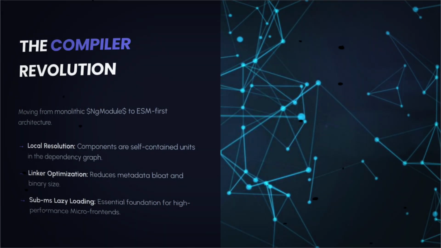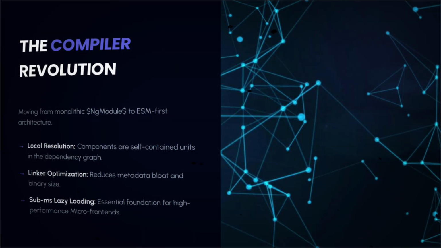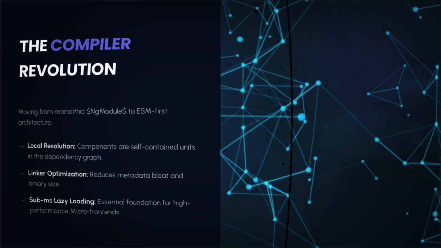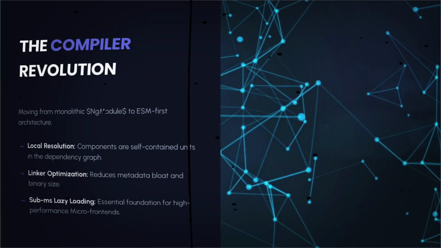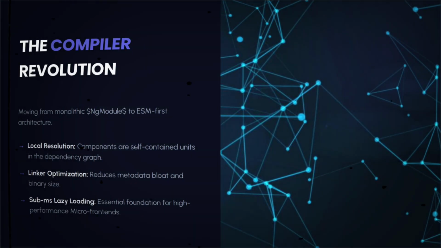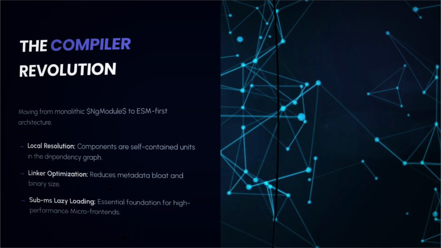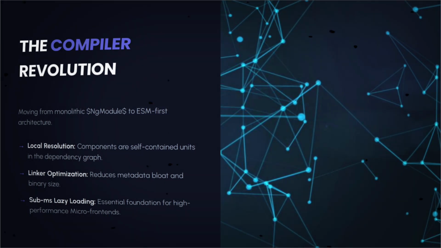Section 1. The Compiler Revolution. Let's start with standalone components. It is not just about removing ngModules. That's the junior view. As an architect, you need to think about the static linker. In the legacy era, Angular had to resolve a global scope of components within a module. This created linker overhead that bloated your bundles.